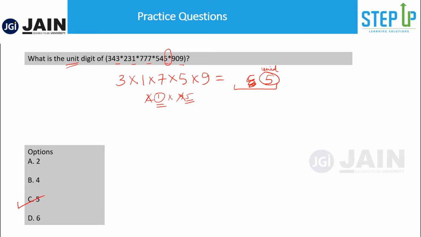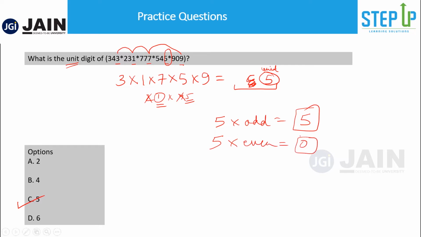Now when you have 5 multiplied with certain numbers and all the other numbers are odd, 5 into any odd number, the last digit would always be 5. If 5 into an even number, the last digit would always be 0. Even if you had applied that concept and seen this is even, this is even, this is even, of course these cannot be the answer and the answer would have been only 5.